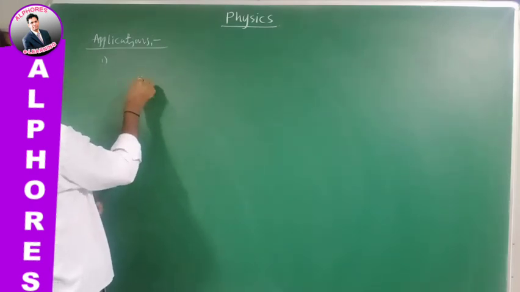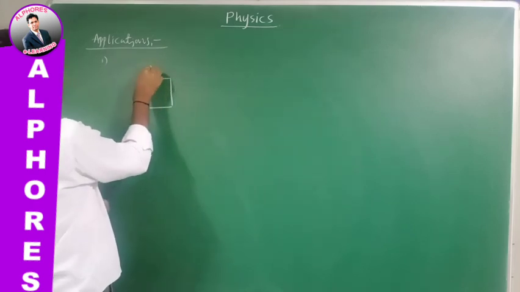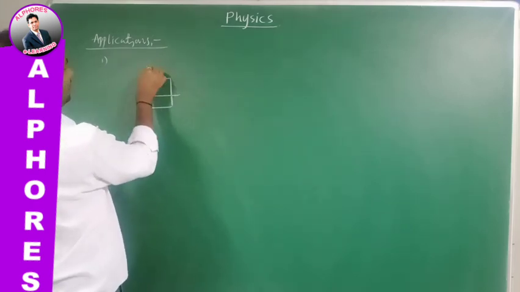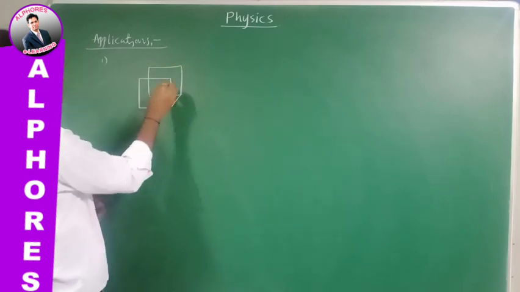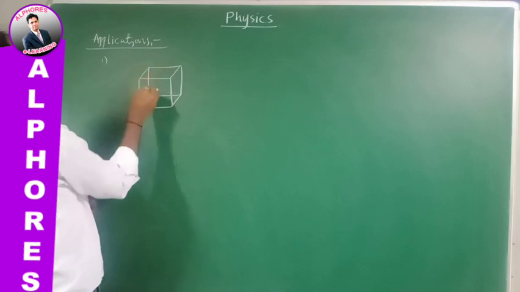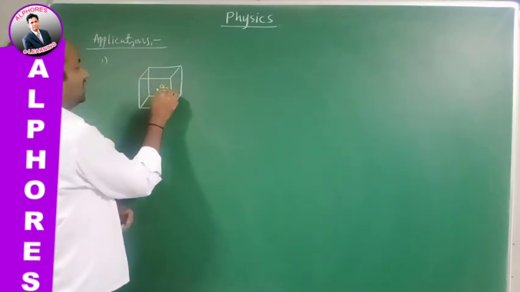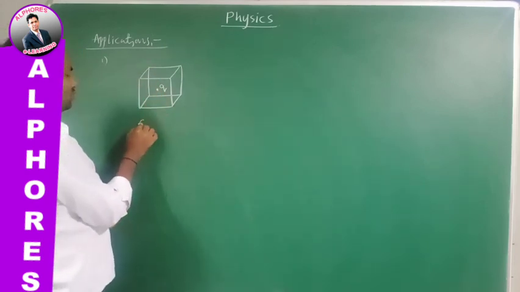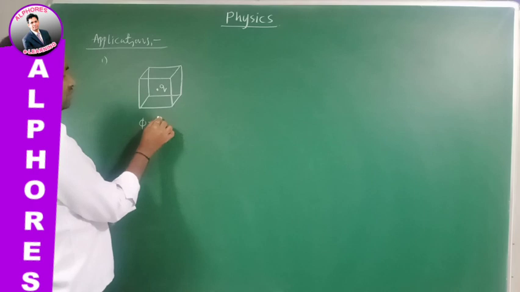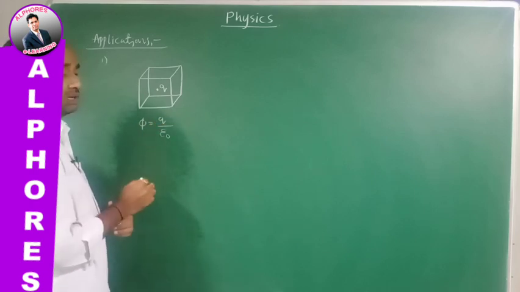For example, you may take a cuboid, a cube, with a charge kept at the center of the cube. Now what is the flux passing through this cube? If the charge is kept at the center of the cube, the flux passing through this cube we may write as phi is equal to q by epsilon naught.